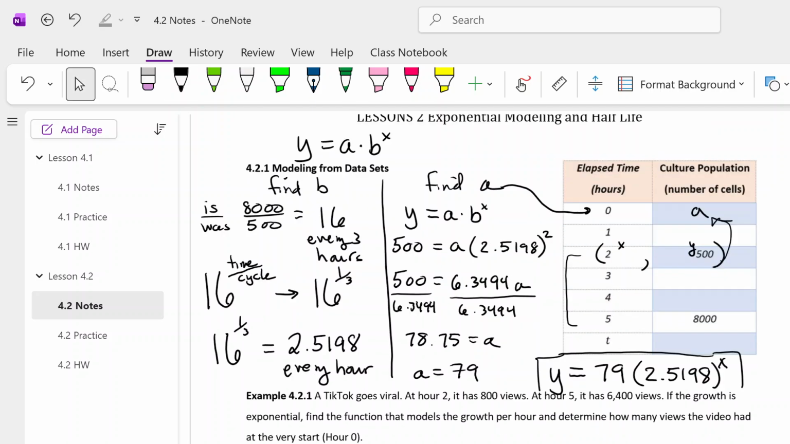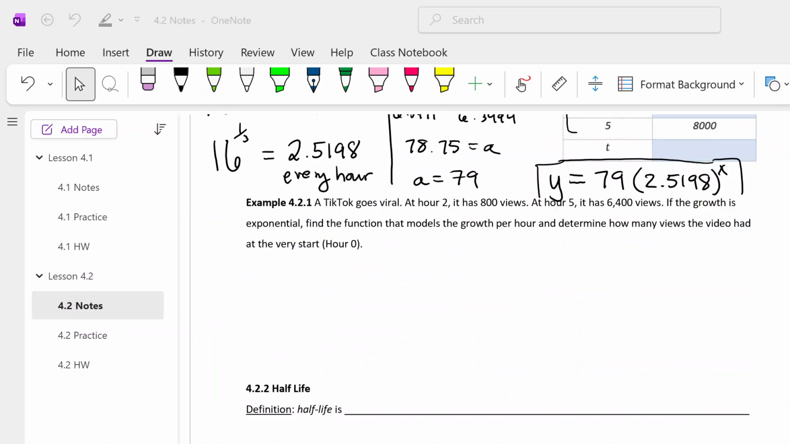All right, so now we need to go down to example 4.2.1. So a TikTok goes viral. At 2 hours, it has 800 views. 5 hours, it has 6,400 views. We assume the growth is exponential. Find the function that models the growth.